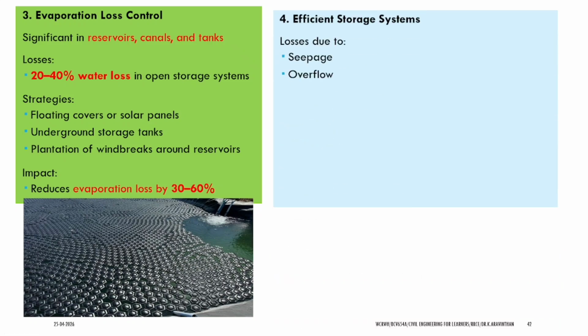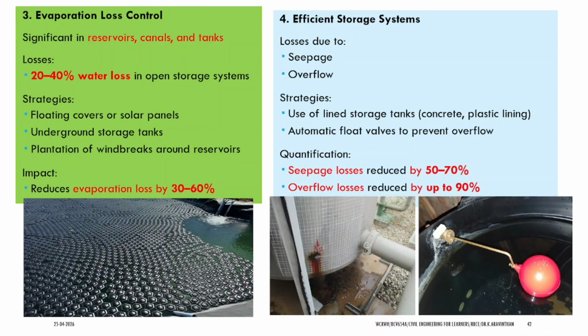Next thing, efficient storage system. When we store the water, there might be overflows. Due to overflow, what will happen? The water will be lost. So you can have this kind of automatic float valve. When the tank has reached its top level, immediately there will be a shut-off valve, it closes. Then you can reduce the water flow loss.